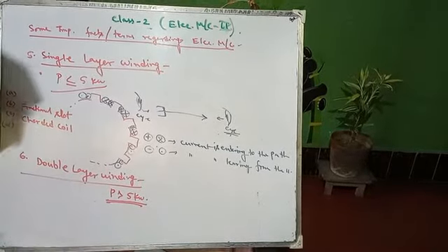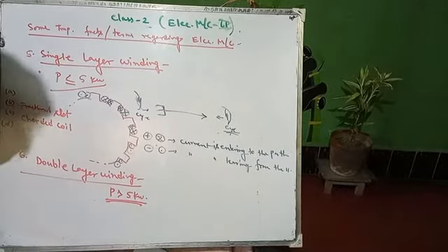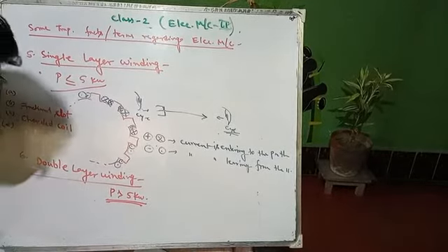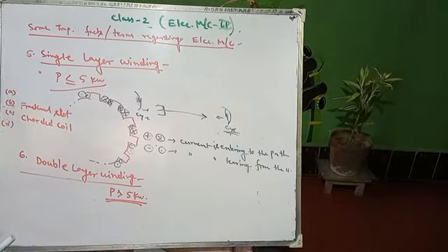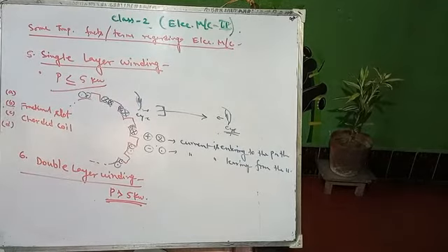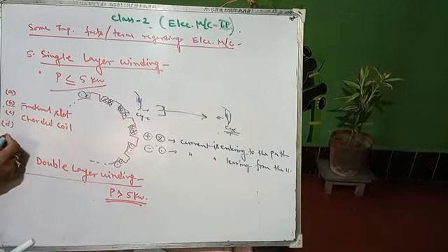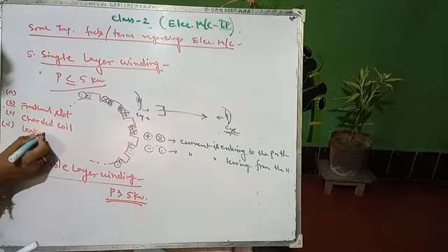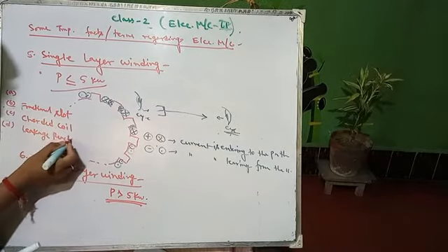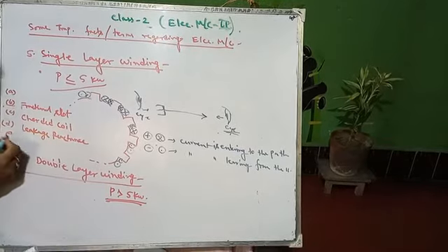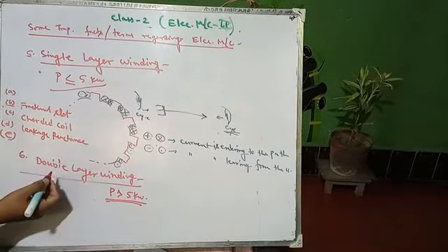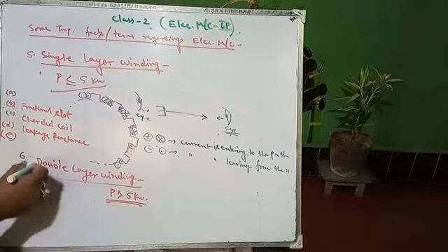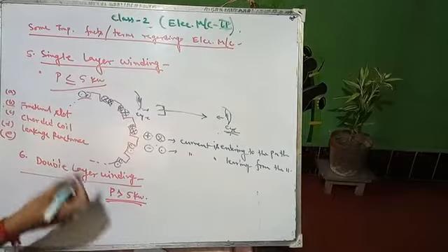Then D: lower leakage reactance is present, therefore performance will be better. Leakage reactance. E: better EMF waveform in case of a generator.